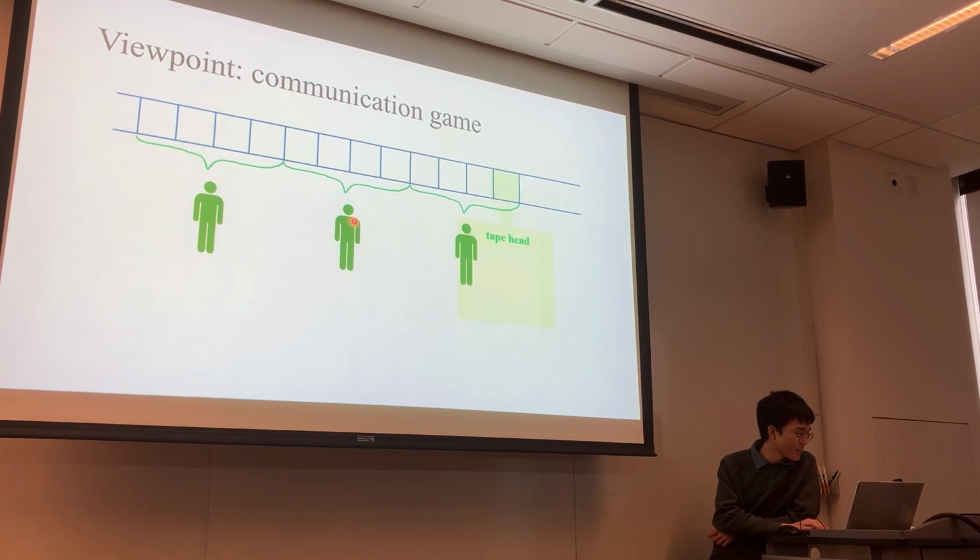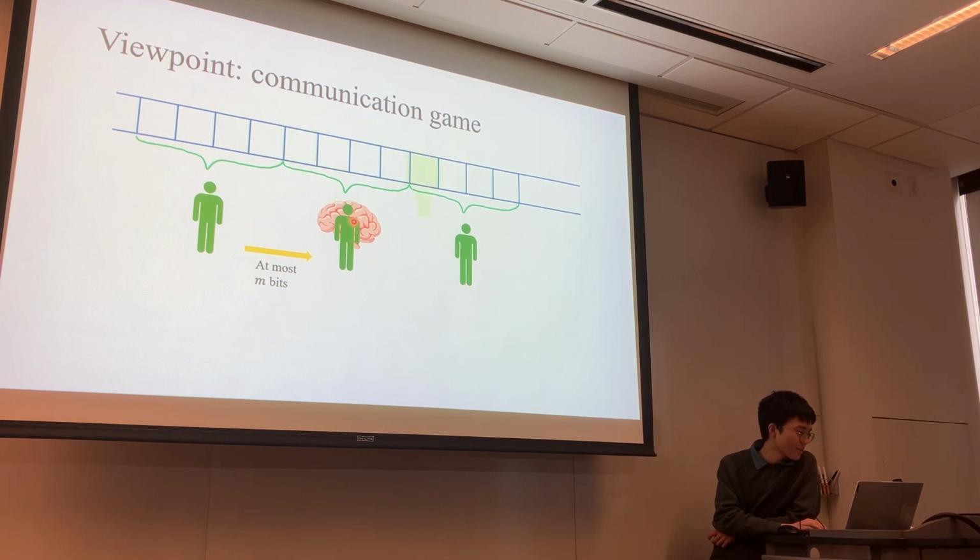What we're going to do in the communication game is, when the tape head is at its leftmost point, we give the Turing machine to the first player. So the first player can simulate the Turing machine until the tape head completes the first segment and enters the second segment. By this point, the first player just passes the Turing machine memory to the second player. Because the memory is bounded by n bits, this process transmits at most n bits.